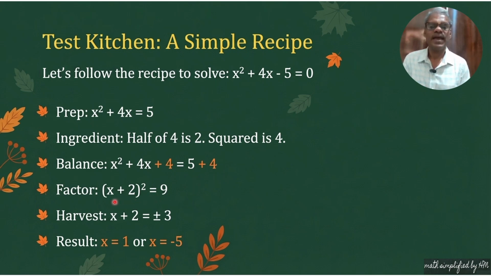Now half of 4 is 2 and squared is 4. So we will add 4 to both sides. x square plus 4x plus 4 is equal to 5 plus 4. Left hand side is the perfect square of x plus 2 and right hand side is 5 plus 4, 9. So we get (x plus 2) bracket square is equal to 9. Now taking the square root of both sides, we get x plus 2 is equal to plus or minus 3, and simplifying this we get x is equal to 1 or x is equal to minus 5.